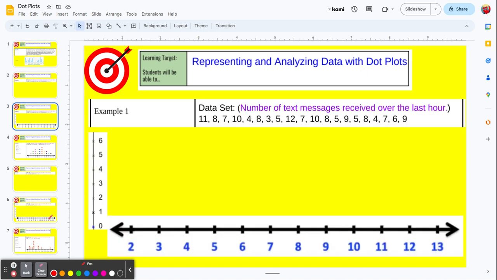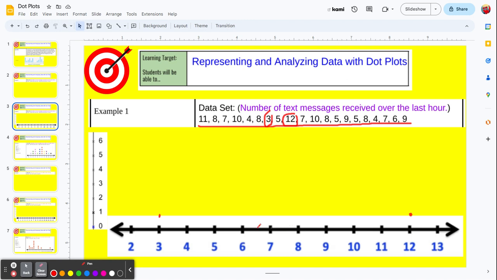In this example, 20 students were surveyed. What was the number of text messages they received over the last hour? These values are the number of text messages students received over the last hour. So then we're going to put this on a dot plot. We create a number line. We must include the smallest value, which was the 3, and then our largest value in this data set, which is the 12. So we put the dots to represent the 12.